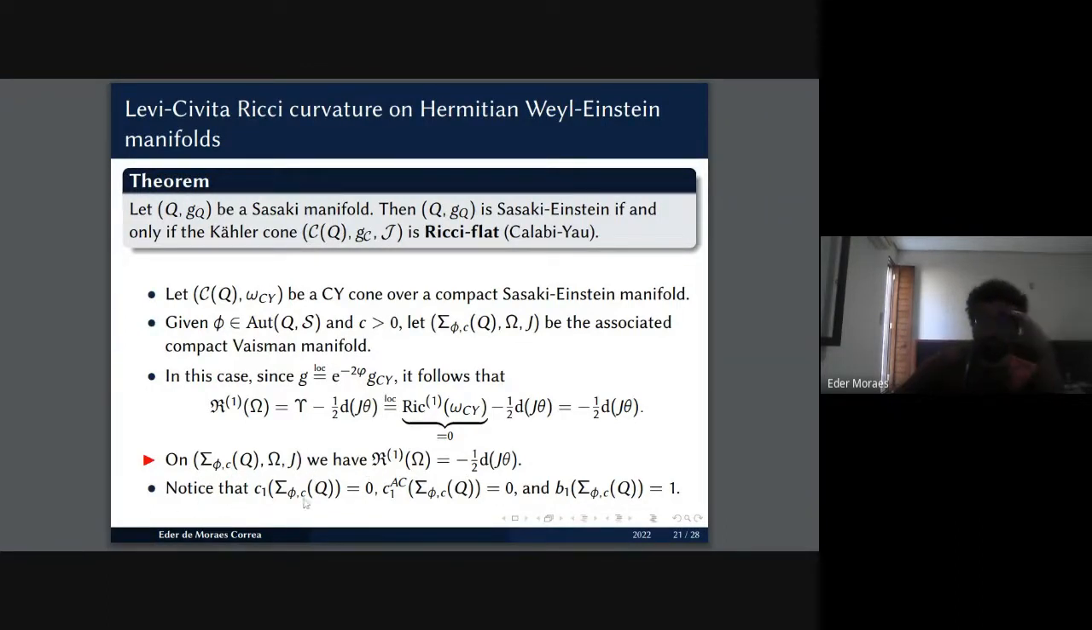Here we can also show this fact: from the vanishing of the upsilon form, the first Chern class of this manifold vanishes. So it's a Calabi-Yau manifold, and it implies in particular that the first Aeppli-Chern class also vanishes, and the first Betti number is equal to one. So it's a non-Kähler Calabi-Yau manifold.